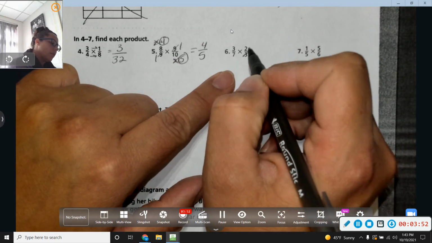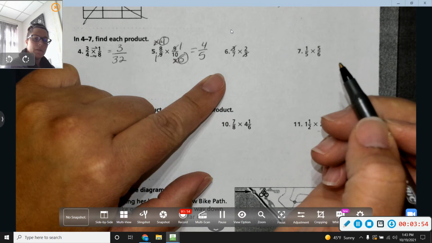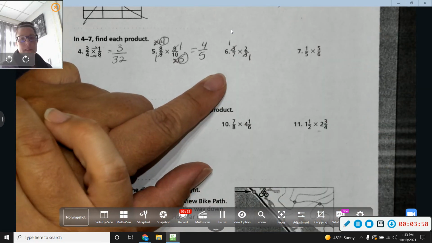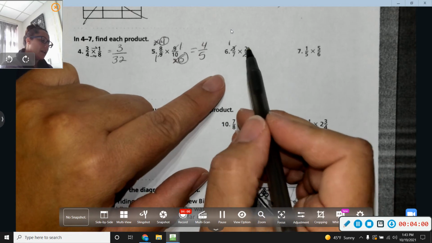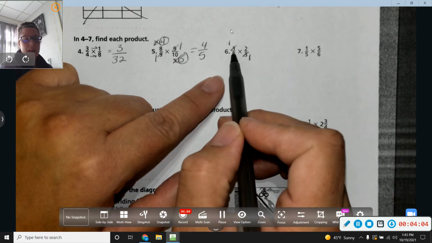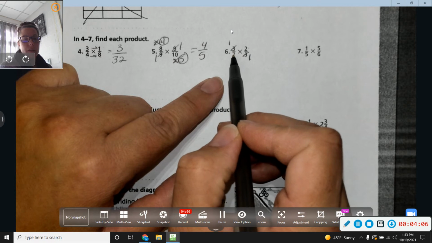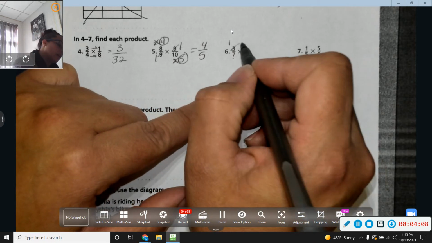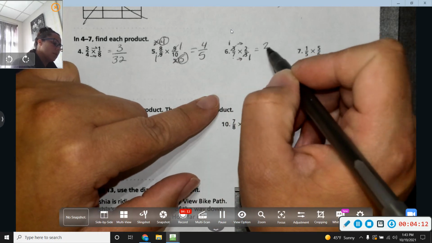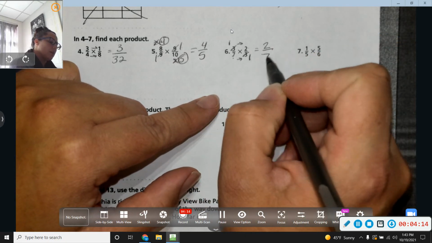This lovely thing happened again. I have 3's that are the same, so I can replace them with 1's. I cannot simplify 2 and 7 any further because I cannot divide 2 out of 7 evenly. So I just multiply. 1 times 2 is 2. 7 times 1 is 7.